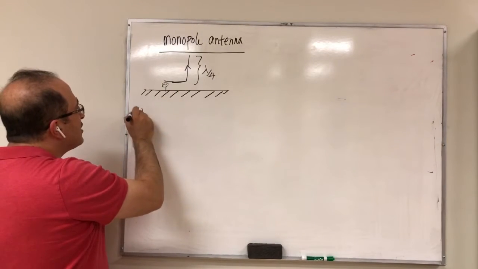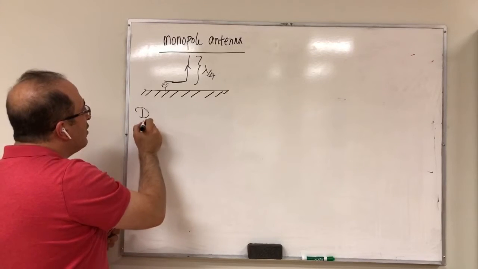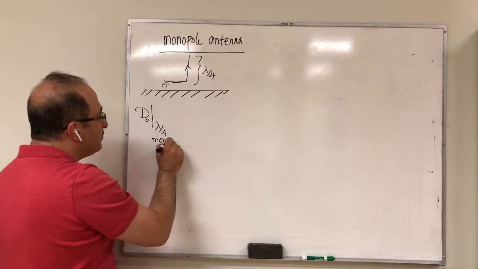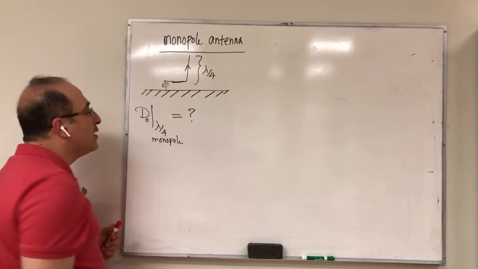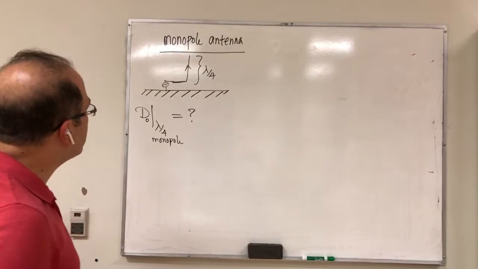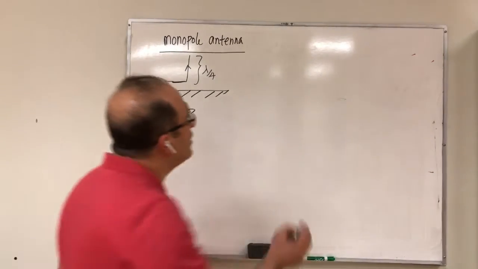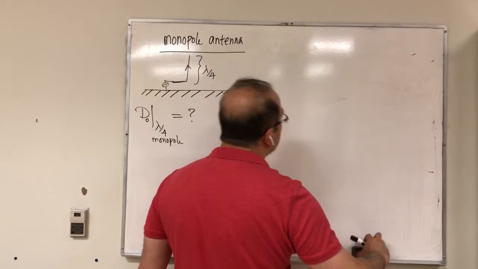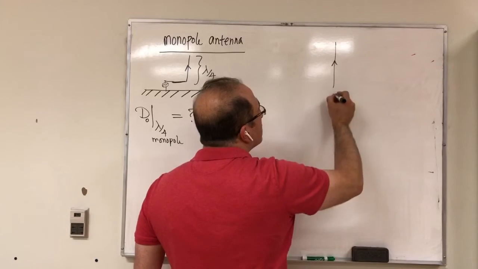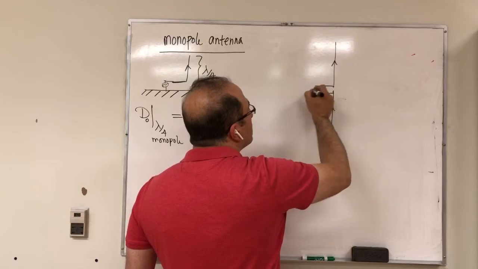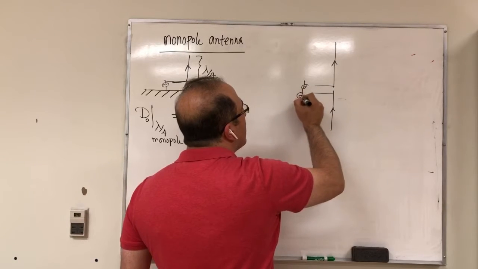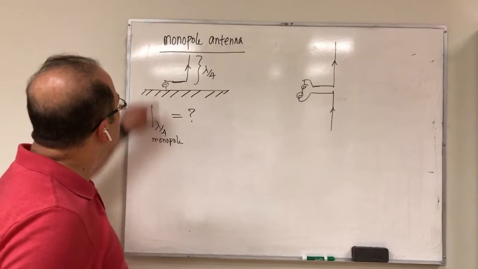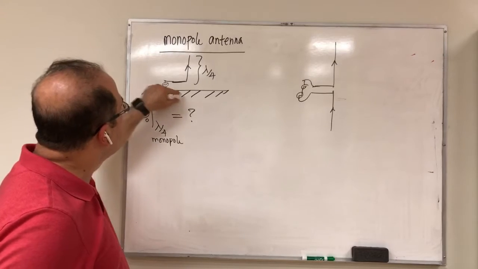So this is my question. What is the directivity, or call it the maximum directivity, of a quarter wavelength monopole? That's the question. Then you would say, okay, I know that this is equivalent to a dipole. Now, the dipole is going to have two of these voltage sources, because based on image theory, you're going to have another voltage source.